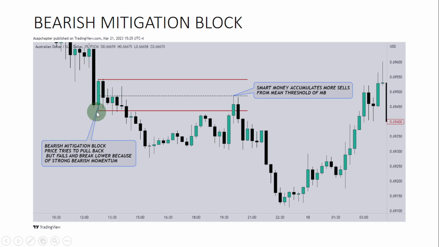It's not doing any significant pullbacks. So once we break and close below it, you can extend that level in time. You can capitalize on an entry at the 50% or the open of it. As you see here, smart money sells short at the mean threshold of the mitigation block, or the 50%.